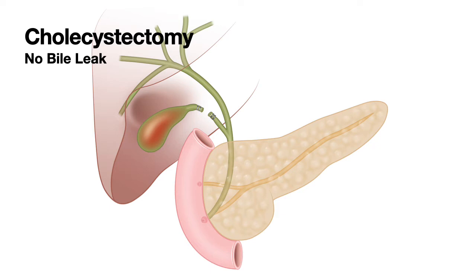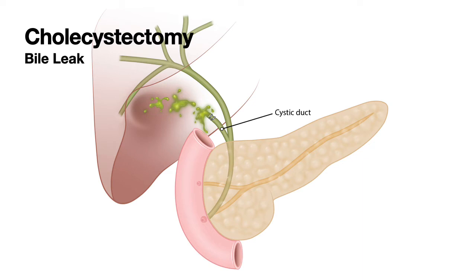Sometimes the cystic duct stump clamps may reopen and result in a bile leak from the cystic duct. This is the most common cause for bile leak after cholecystectomy, or cystic duct leak is the most common reason for bile leak.